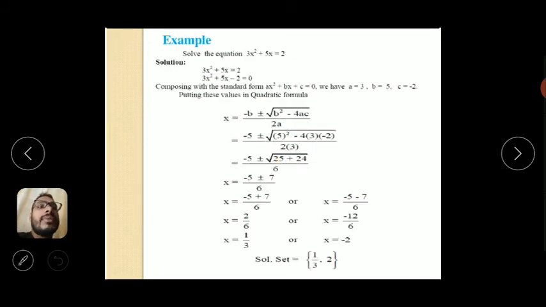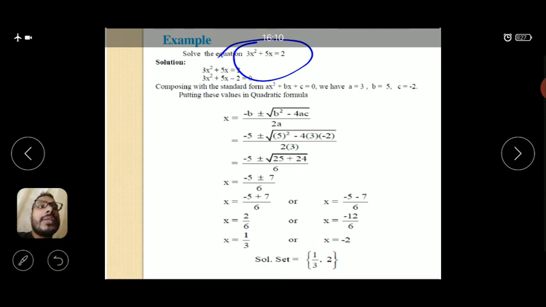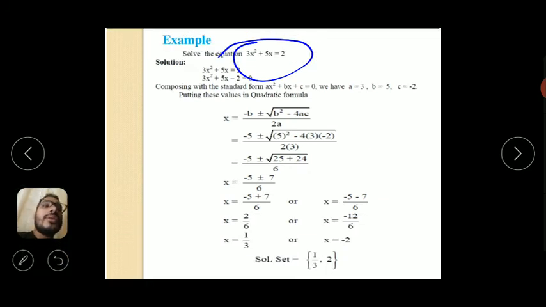To solve this example, just solve this example, don't look into the answer first, and try to solve this question by formula method. And if you face any problem while solving, just let me know.